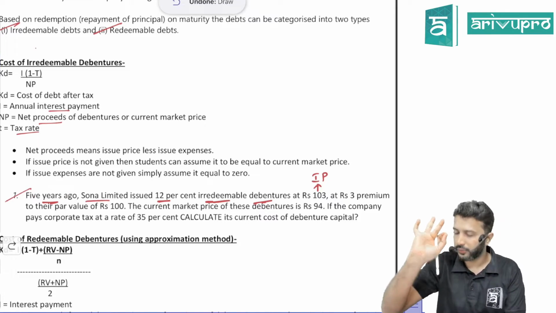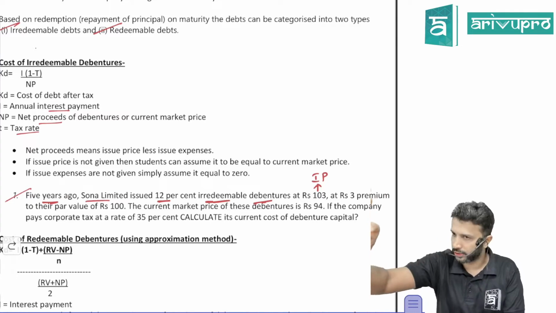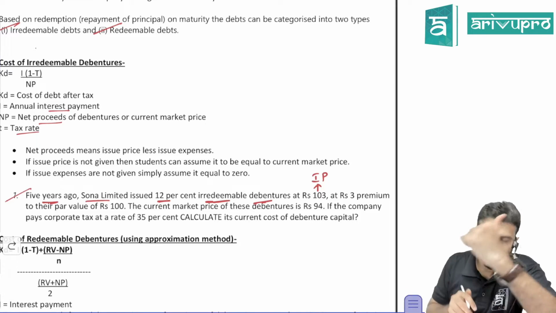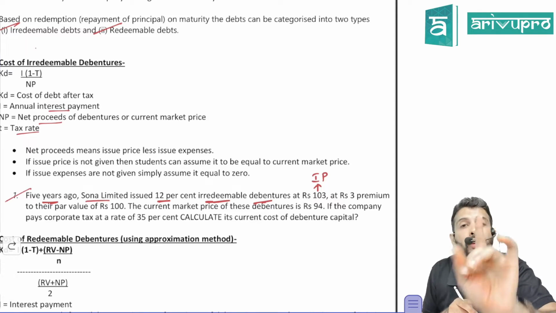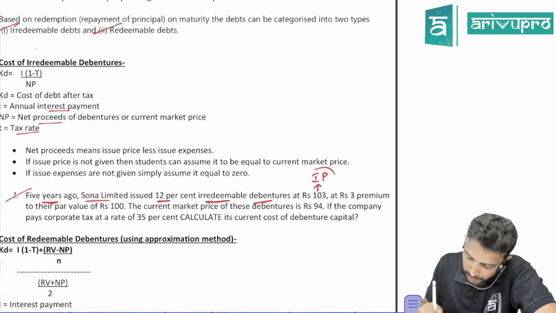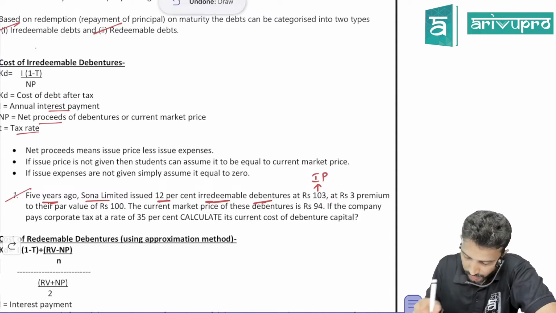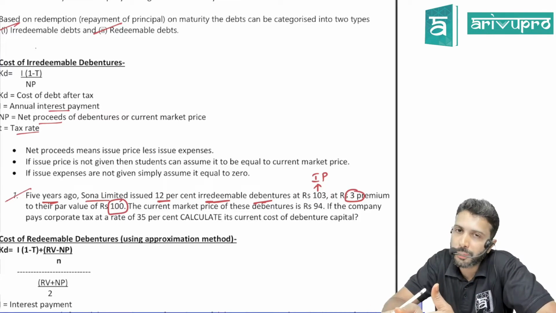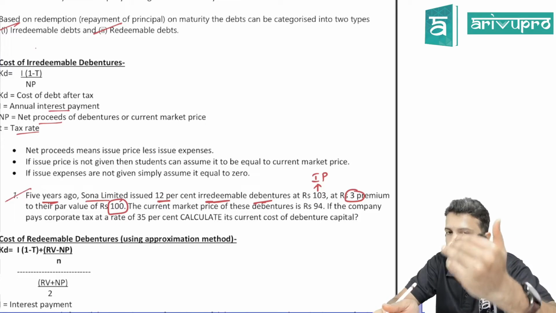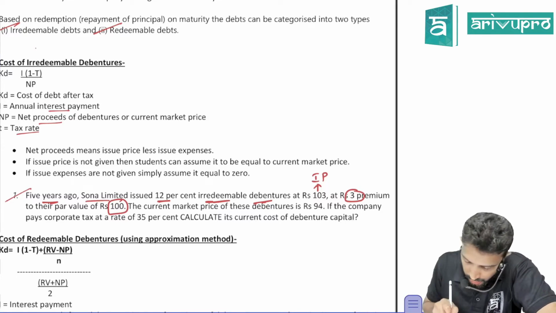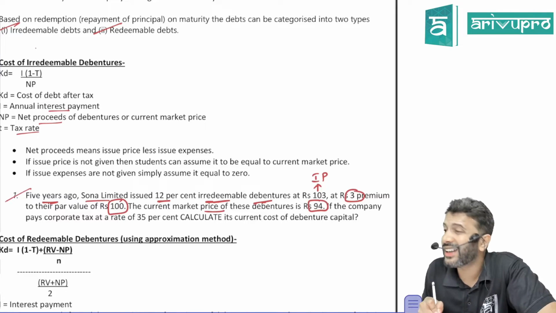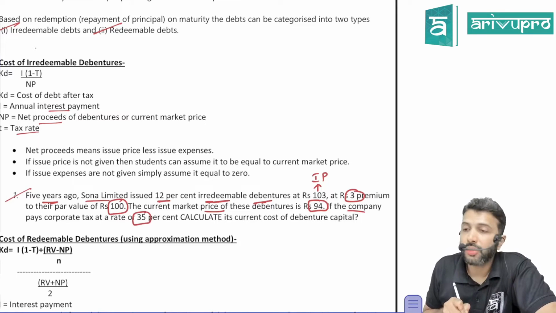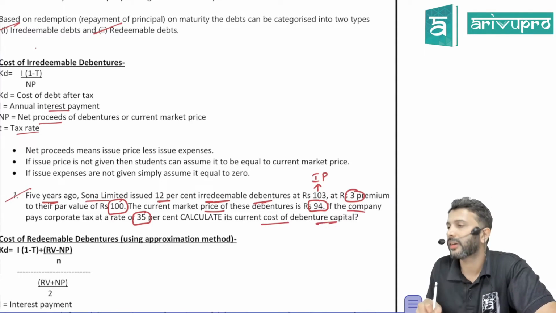5 years. Every line, every wording is important. No need to write down anything. First observe. I'll give you time. Understand one problem because every word has a lot of significance here. So 5 years ago, you issued some debenture, and you issued at what price? 103. So the issue price is 103, at 3 rupees premium to the par value of 100. So the face value of the debenture is 100, and it was issued at 103. Not now, 5 years ago. The current market price of the debenture is 94. If the company pays corporate tax at the rate of 35%, calculate the cost of debenture capital.